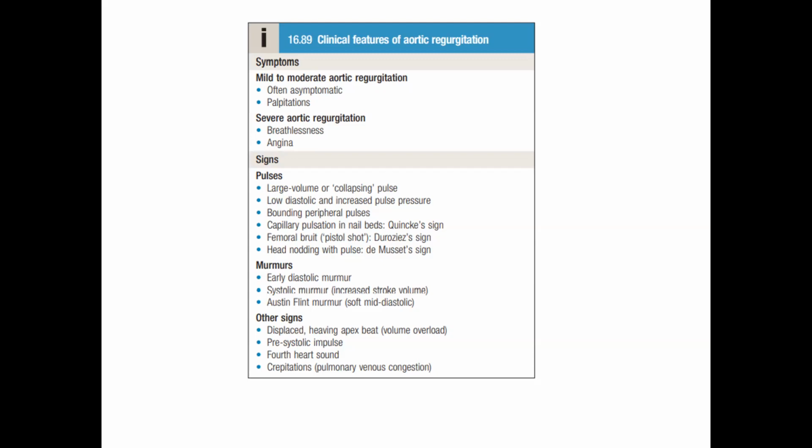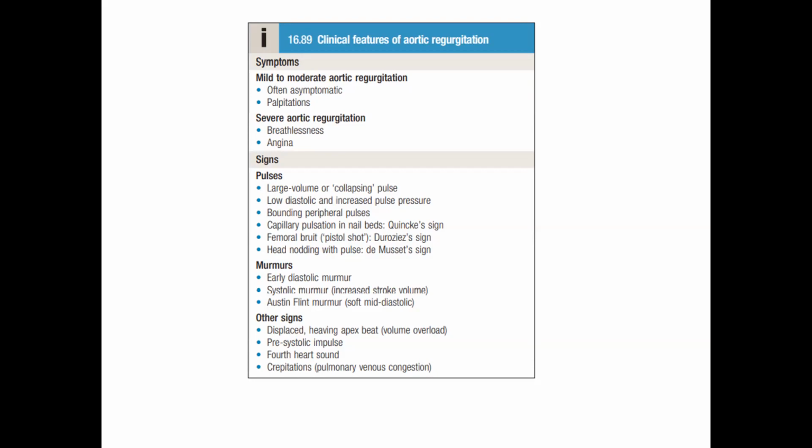In the femoral artery, you can hear a bruit, and it is known as Duroziez sign. Femoral bruit. When there is head nodding with the pulse, what happens is that due to this increased pressure, with each beat there will be nodding of the head. The patient's head will be nodding. It is known as de Musset sign.